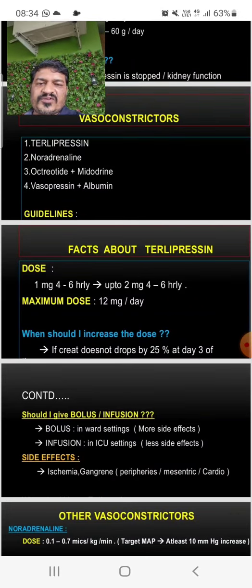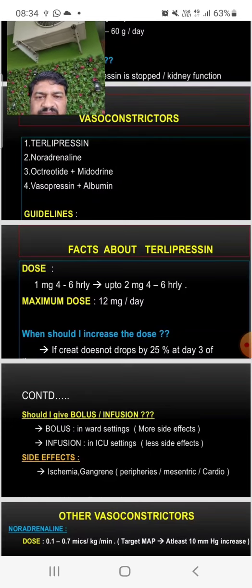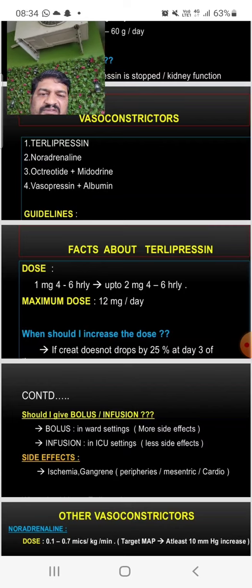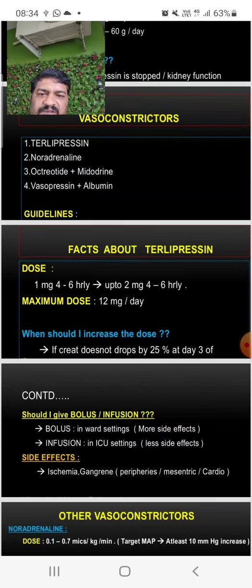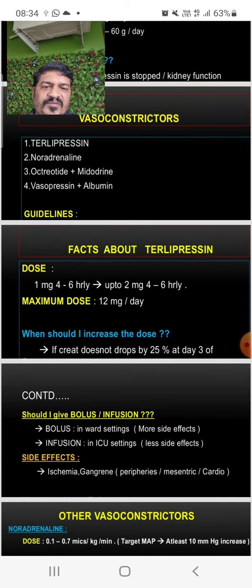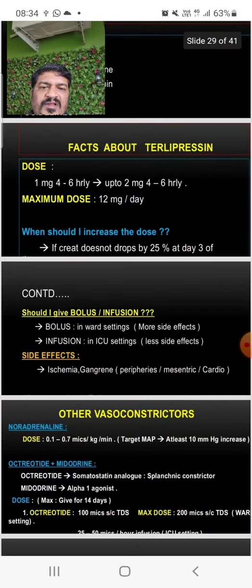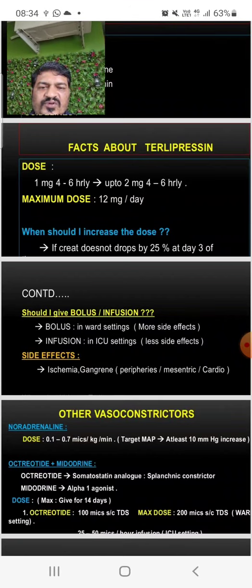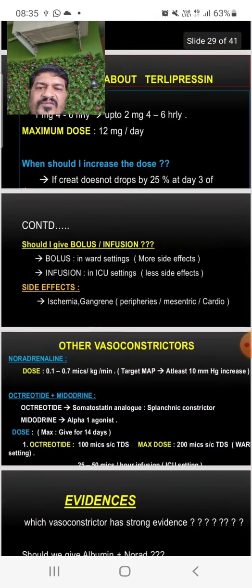Should I give a bolus or infusion? Bolus in ward settings causes more side effects. Infusion in ICU settings has fewer side effects, such as ischemia, gangrene, peripheral, pulmonary, and cardiac complications. Other vasoconstrictors are like noradrenaline. The dose is 0.1 to 0.7 microgram per kilogram per minute. The target MAP is an increase of at least 10 mmHg.